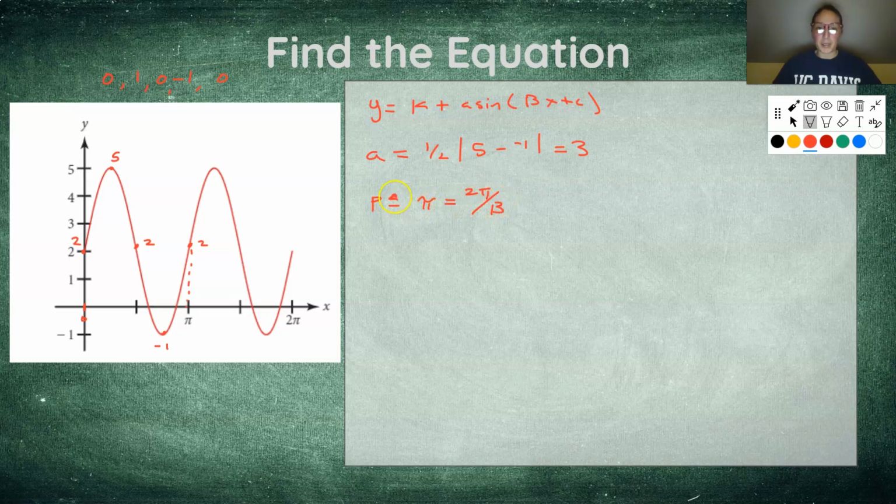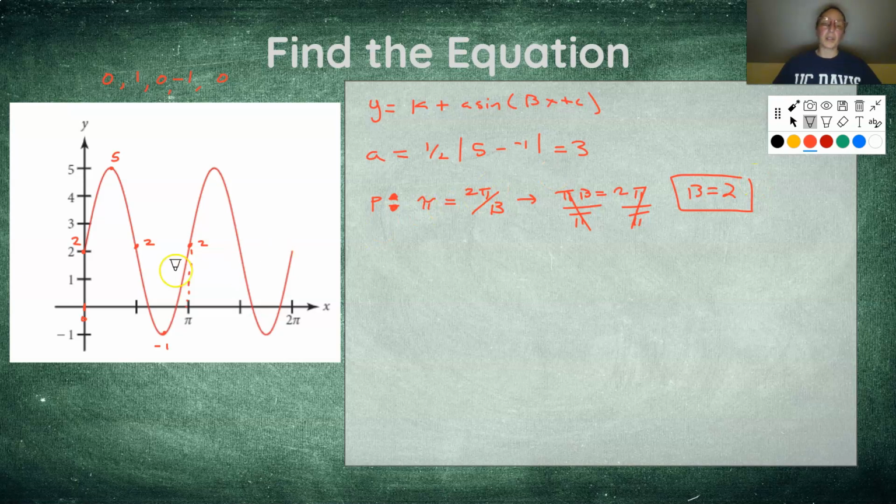So I'm going to solve this equation. I multiply both sides by b, which will give me pi times b equals 2 pi. Now I divide both sides by pi because I just want b. Divide by pi. So we get that b is equal to 2.